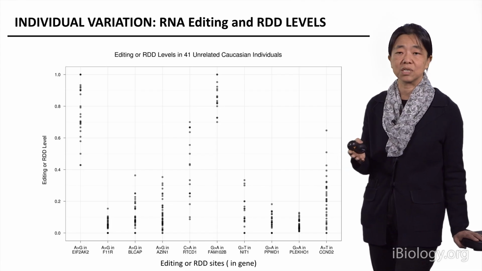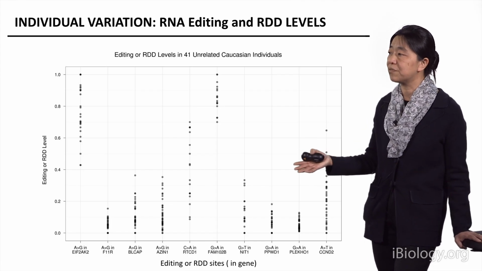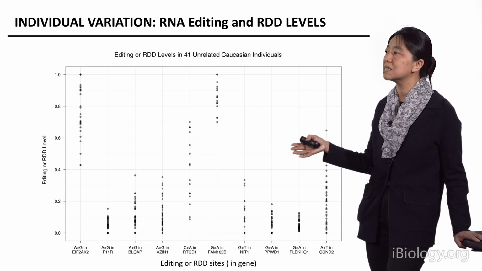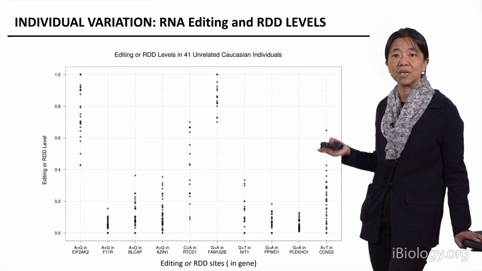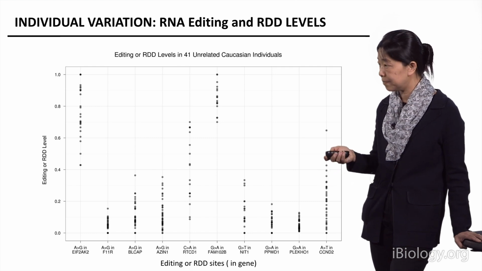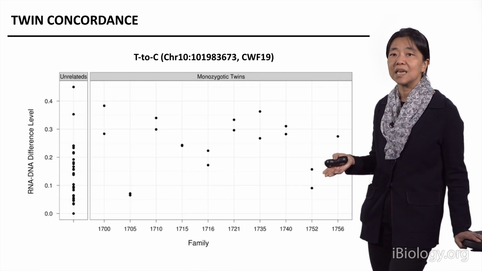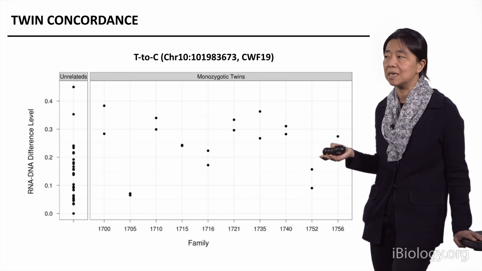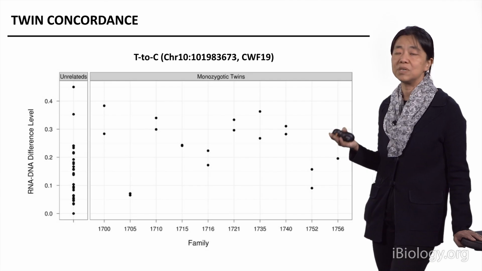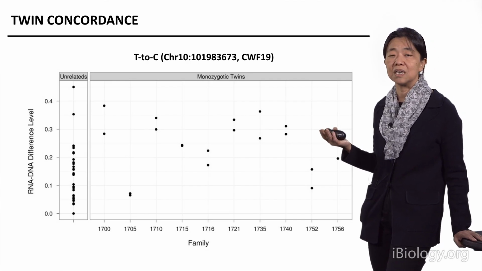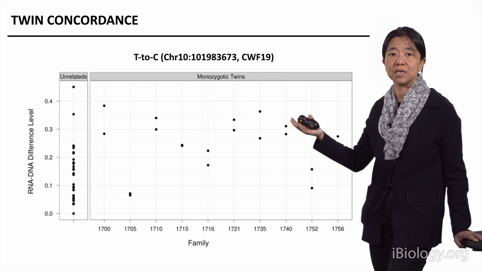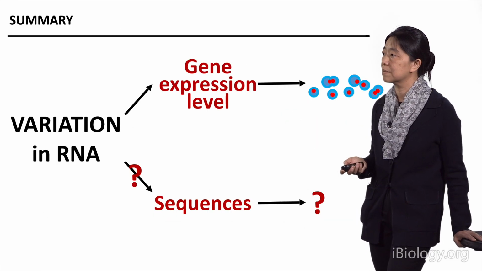And that's not for this one example only, but for a variety of examples, whether it's A to G editing or other types of RDD, we see quite a bit of individual differences. And just as in gene expression level, in individuals who are genetically identical, such as twins, we see that the editing and RDD levels are much more similar to each other than in, say, unrelated individuals.